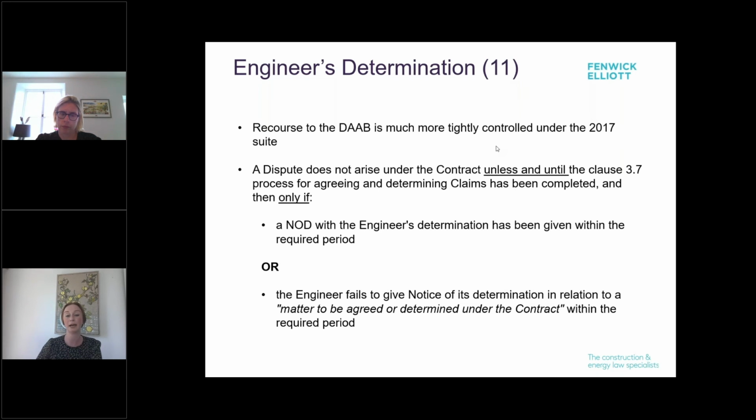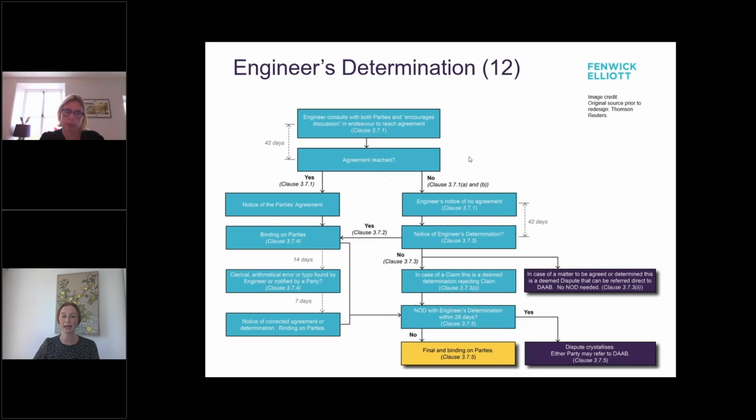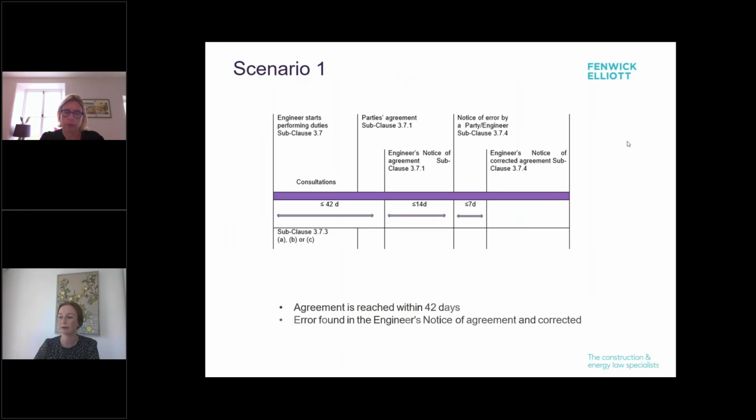And just as a brief overview, the recourse to the DAB is much more tightly controlled under the 2017 suite, and a dispute just cannot arise under the contract unless and until the clause 3.7 process for determining claims has been completed. And even then, only if a notice of dissatisfaction has been given within the required period, or the engineer fails to give its notice of determination within the required period. And I've just got quite a useful flowchart for your reference that sets out the procedure to be followed for the engineer's determination and any subsequent referral.